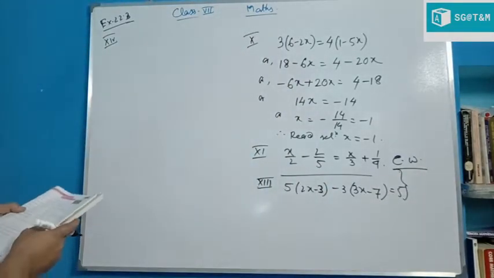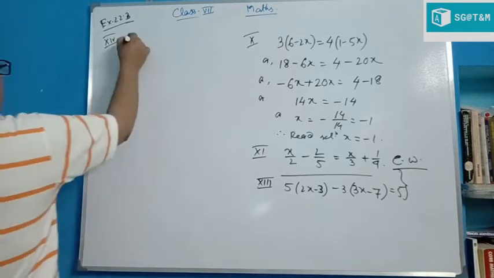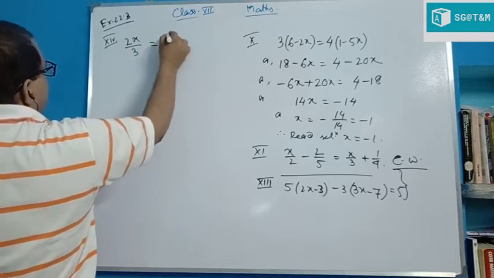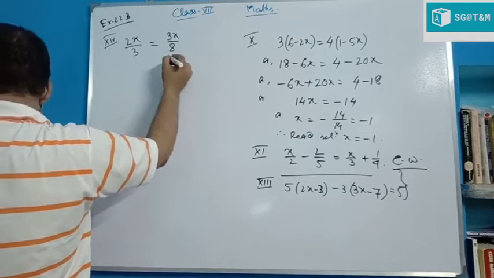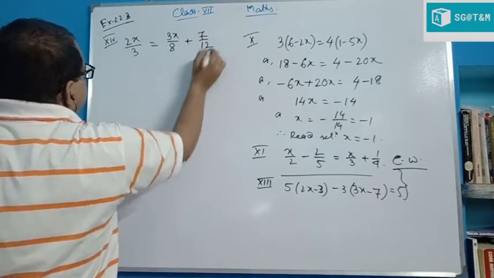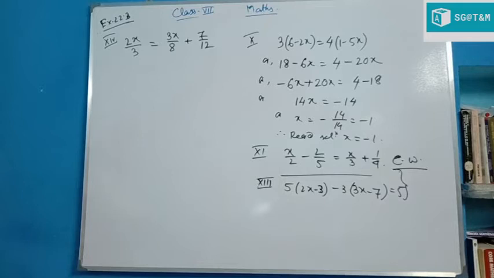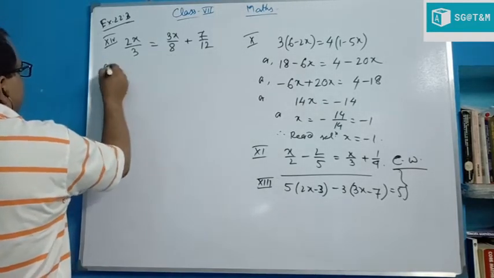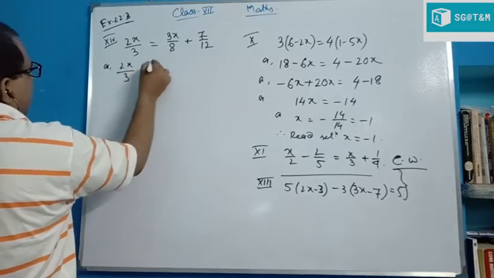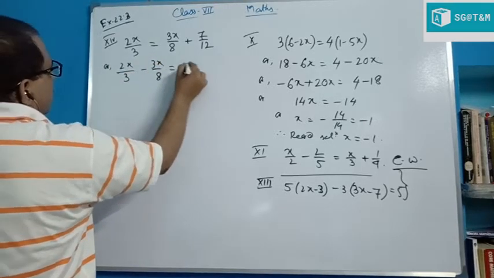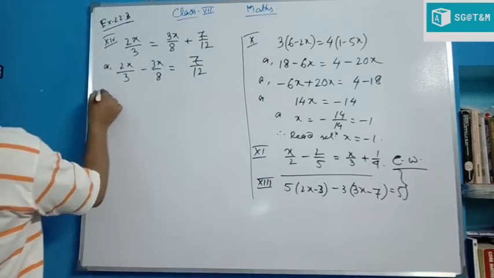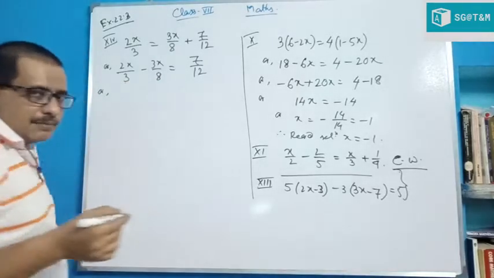Next, this one, sum number 14: 2x by 3 is equal to 3x by 8 plus 7 by 12. For first, take x to the left hand side. It is 2x by 3 minus 3x by 8 is equal to 7 by 12 remaining intact. No problem at all. Now, LCM of 3 and 8. What is the LCM of 3 and 8?